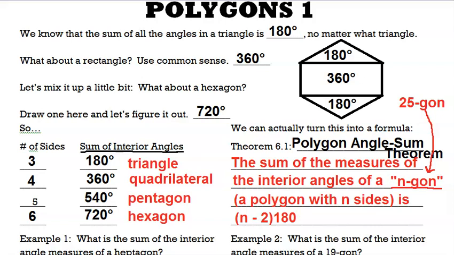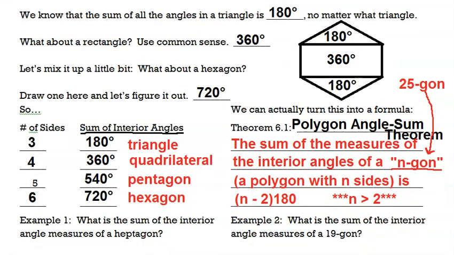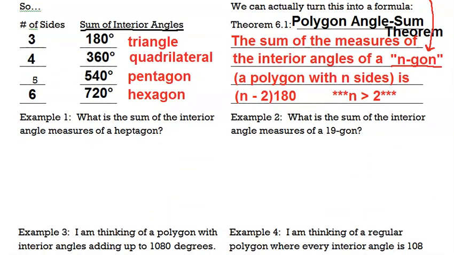You take the number of sides, you take away 2, and then you multiply by 180. Now, quick note, n has to be greater than 2. Like I said, you can't have a polygon with 2 or fewer sides. You have to have at least 3. Triangle is the lowest you can go. All right, let's do some practice problems and see what this looks like.